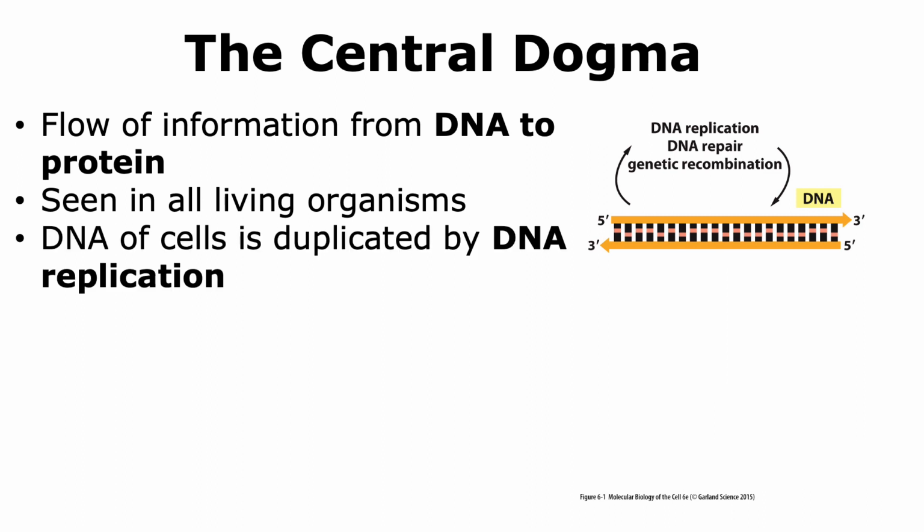To start with, the central dogma states that the DNA that is present in cells of all organisms can be duplicated by the process of DNA replication. In addition to DNA replication, we can have DNA repair and exchange of DNA through genetic recombination. But in all instances, DNA replication happens.